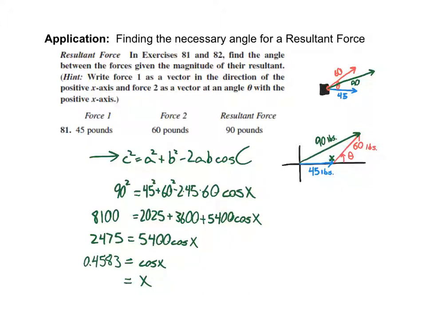So what do we get here for x? 62.72. Okay, so 62.7 if we do 3 sig figs. That means that theta is 180 minus that 62.7, so 117.3. That's going to be the angle between them that'll give us a resultant force of 90 pounds.